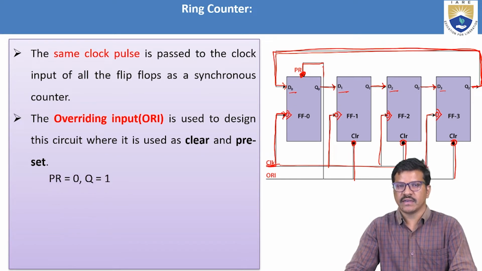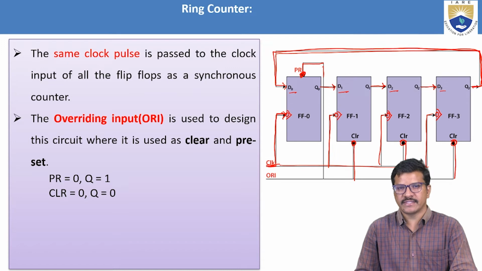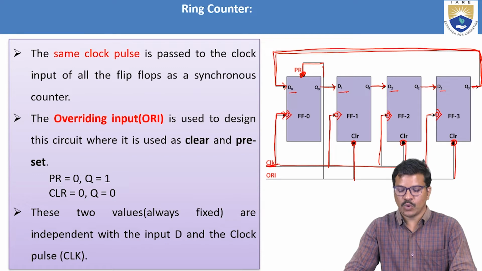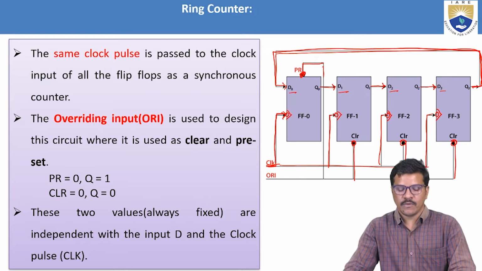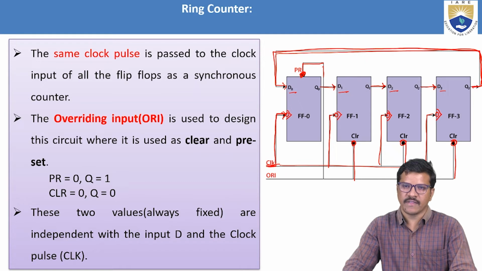If you see this, as I said, if preset is equal to 0, that particular flip-flop output Q is equal to 1. If clear is equal to 0, that particular flip-flop output is equal to 0. So these two values are always fixed and are independent of the input D and the clock pulse. That's why I would say they are asynchronous inputs. They do not depend on the clock, and they do not depend on the input.